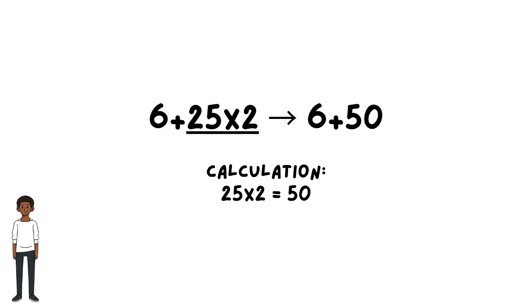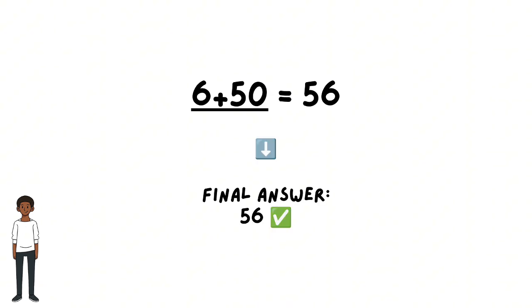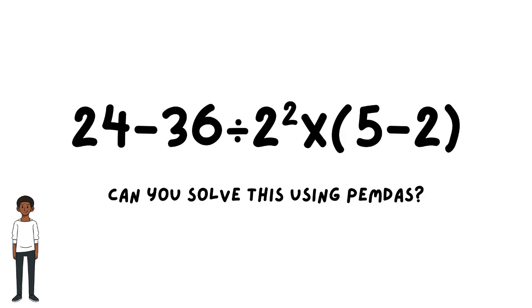Step 3. Multiplication takes priority over addition. So we multiply 25 by 2 first. 25 times 2 equals 50. So now our expression is simply 6 plus 50. Step 4. Add 6 and 50. 6 plus 50 equals 56. So our true final answer for question 2 is 56. Let's solve our third problem. 24 minus 36 divided by 2 squared times (5 minus 2).